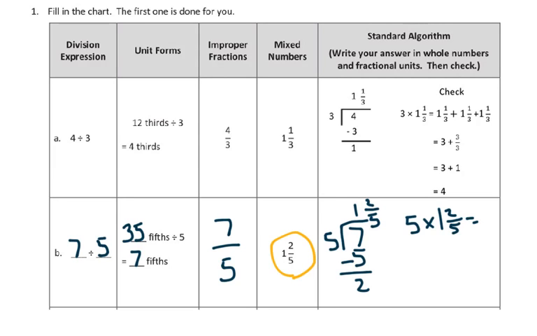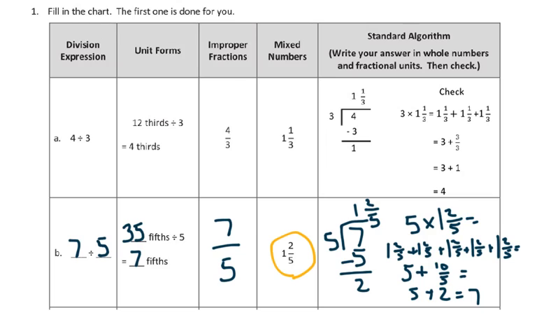So I do my check. I have 5 times 1 2/5, which is 1 2/5 plus 1 2/5 plus 1 2/5 plus 1 2/5 plus 1 2/5. I add all the whole numbers there, and I have 5, and then I add the fractional parts. So it's 5 plus 10/5, and 10/5 is equal to 2. So then I have 5 plus 2 is equal to 7, so the check works out. So that's how you would do this for the chart.